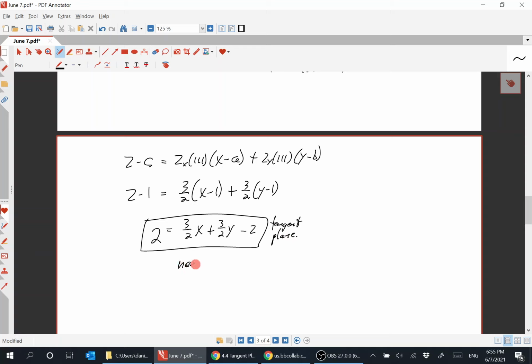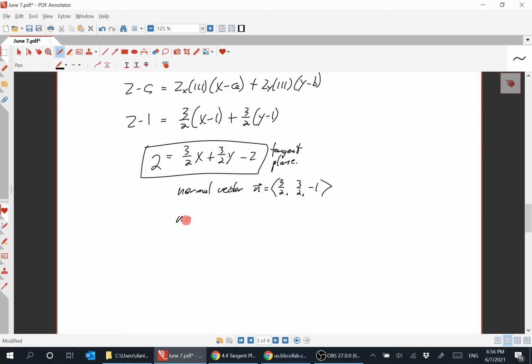Right, so the normal vector n is equal to 3 halves, 3 halves, minus 1. And when you use that form for the tangent plane, the z coordinate is always minus 1. So the parametric equations of the normal line, since we're tangent at the point 1, 1, 1: 1, 1, 1 plus 3 halves t, 3 halves t, minus t. And so there's your normal line.